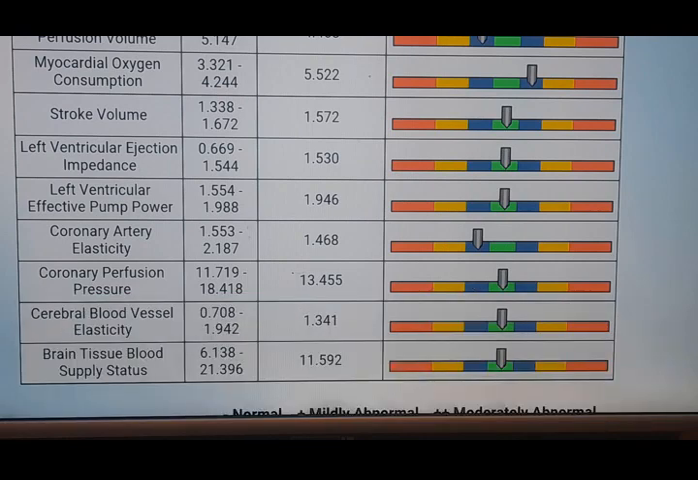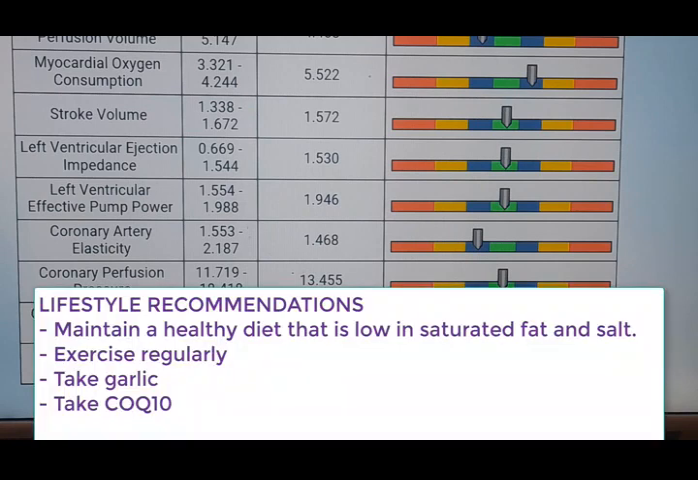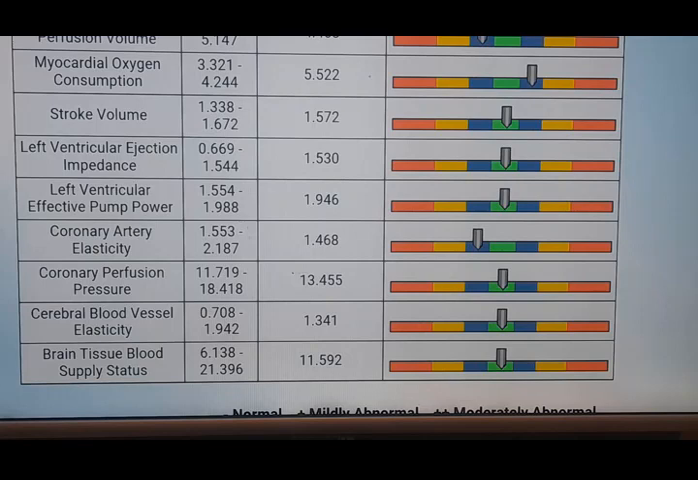When it comes to lifestyle, I would recommend that you maintain a healthy diet that is low in cholesterol, low in saturated fat, and low in salt, because this will help to keep your blood pressure under normal control. Then be given to normal exercise regularly. Then eat smart, take supplements like garlic and coenzyme Q10. They will help nourish or improve the stroke volume to be at optimum performance. So that's what we have for stroke volume.